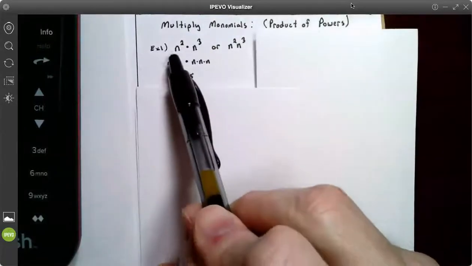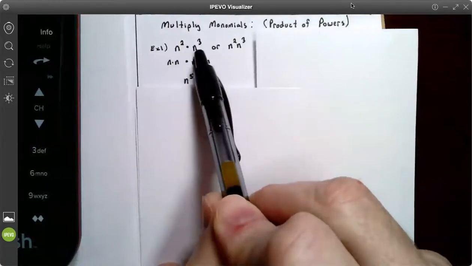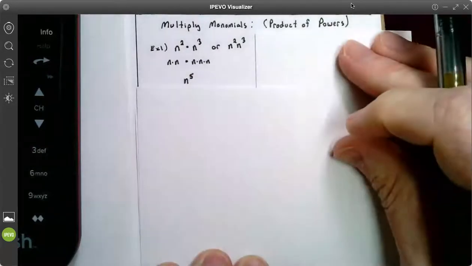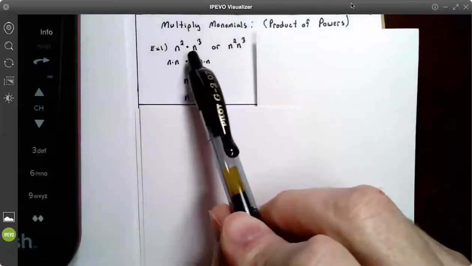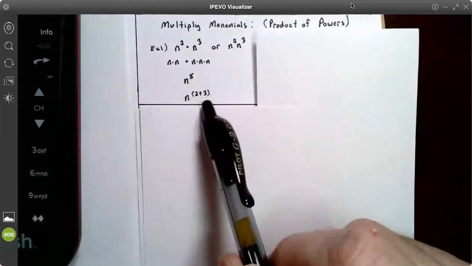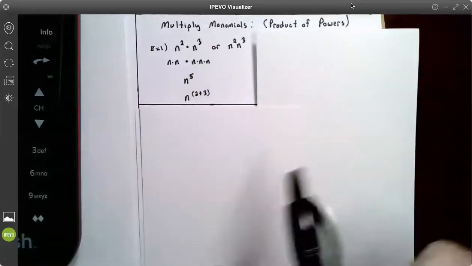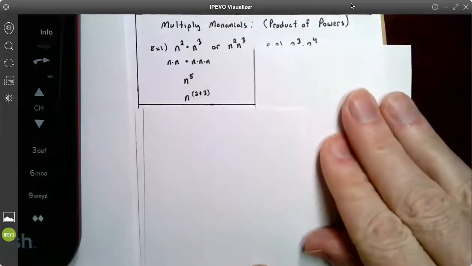And the reason is because you literally have 2 n's and 3 more n's for a total of 5 n's. When you're multiplying monomials with a common base, you keep the base and you add the exponents. That would be n to the 5th.